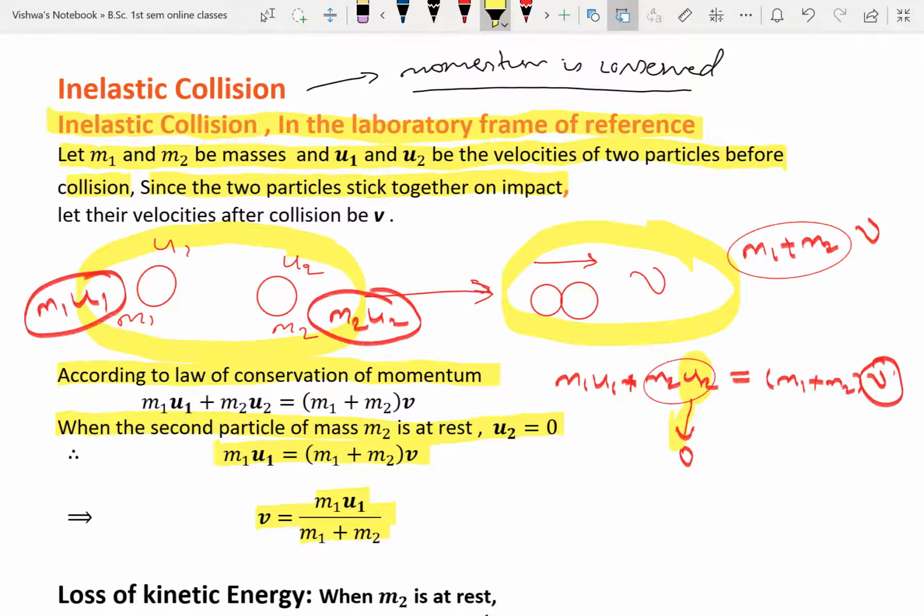Next, what about the kinetic energy? The kinetic energy is not conserved in the case of inelastic collisions. So there may be a loss in kinetic energy, and we have to find that loss of kinetic energy. Again here we are going to impose a condition: the second object of mass m2 is at rest, that is u2 is 0.